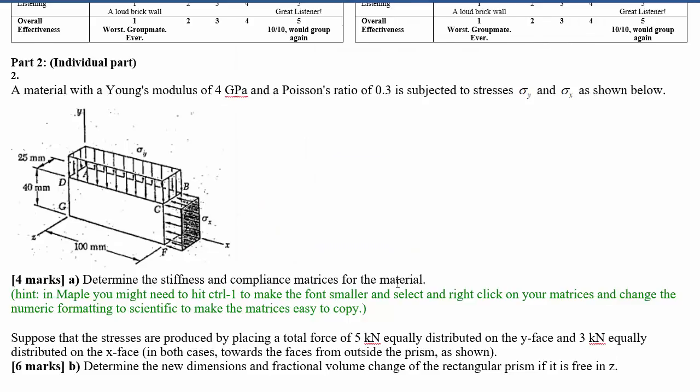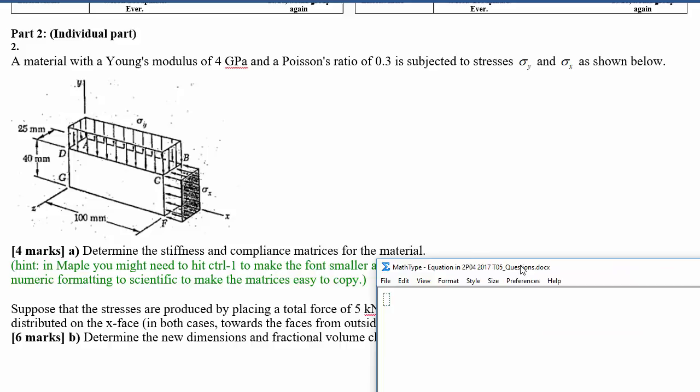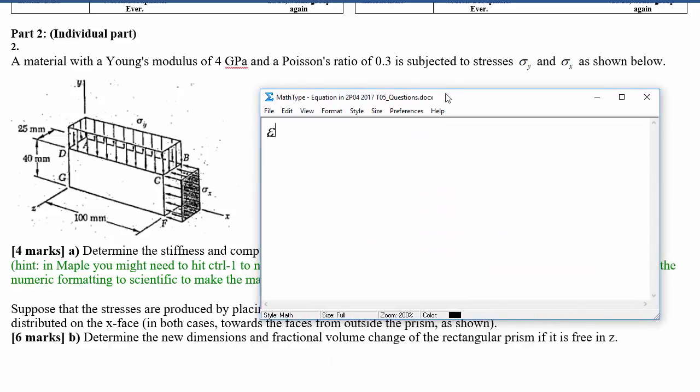So here's the strategy we're going to use for this. We're going to say that the strain is equal to something times the stress. So which thing would we put here? Stress times the amount of compliance will give us the strain.